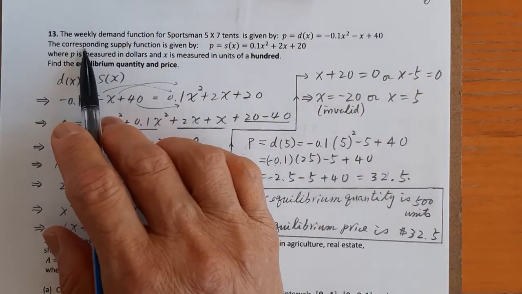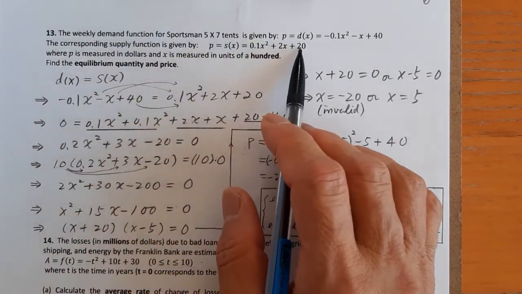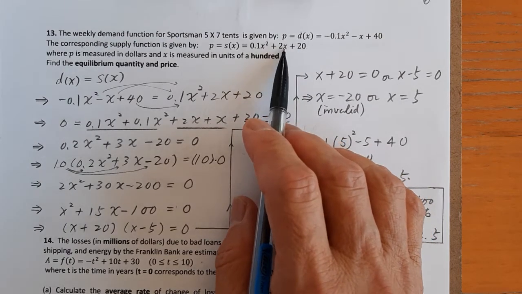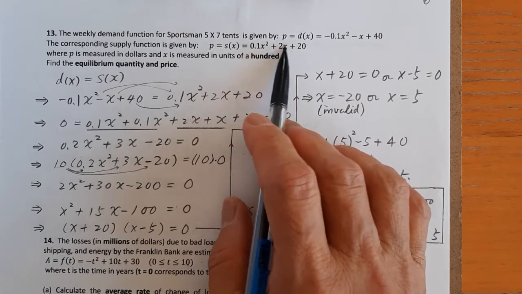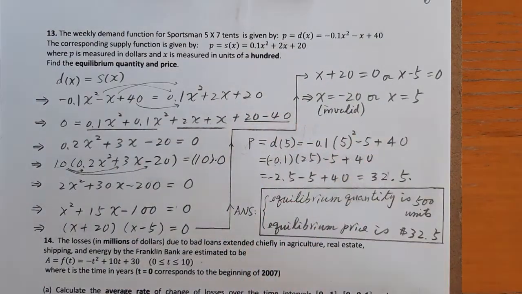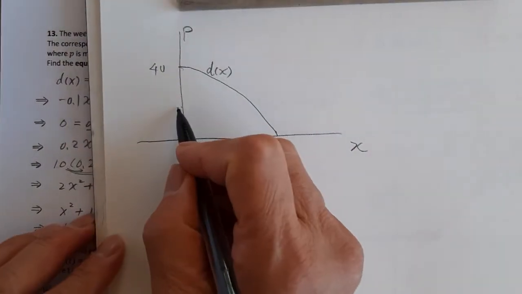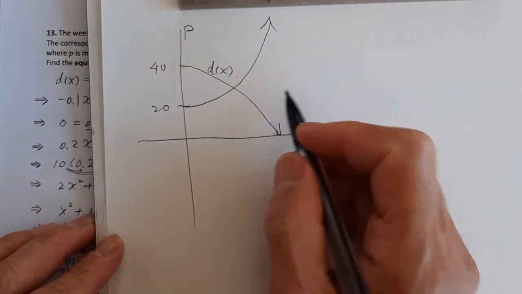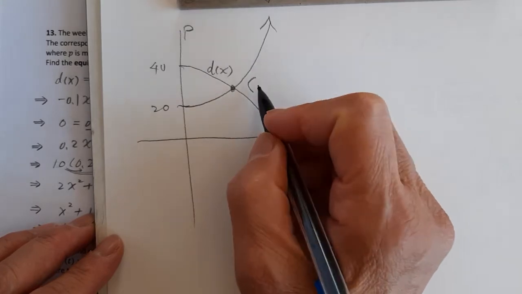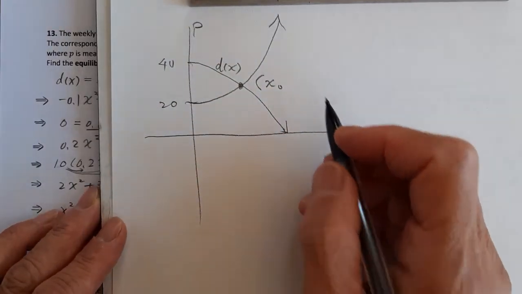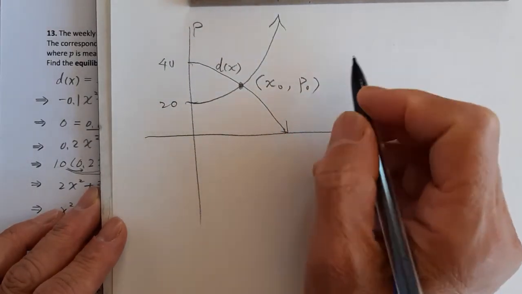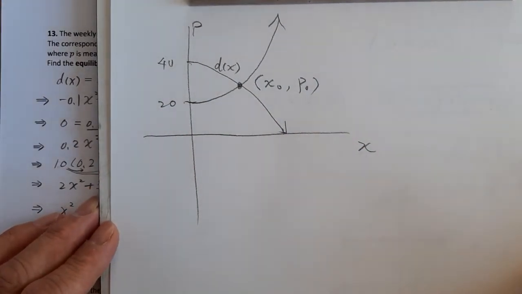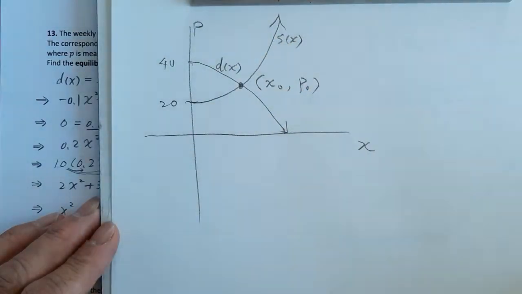And the supply function is an increasing function because it starts at 20. The price is $20, and X is a positive number that adds on, so it increases, starting at 20. Finally, they have an intersection point. At this intersection point, we figure out the X value and the price. That's the intersection point. This is the supply function S of X.